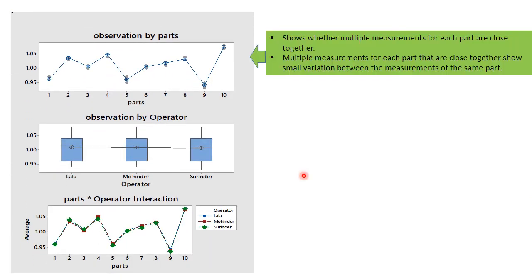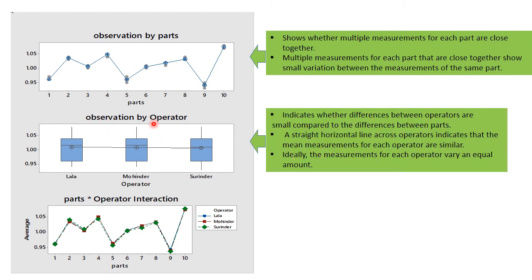Next, observation by parts shows whether multiple measurements for each part are close together. Multiple measurements for each part that are close together show small variation between the measurements of the same part. So if you really see here, there is only a small variation between the measurements on individual parts. If there is a large variation, that means the measurement system is erroneous.